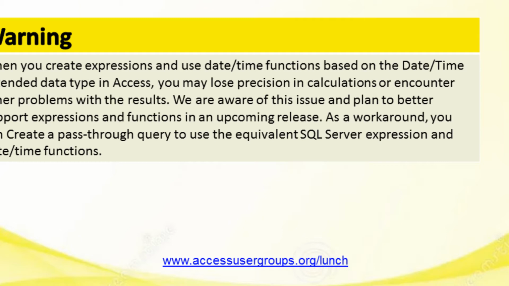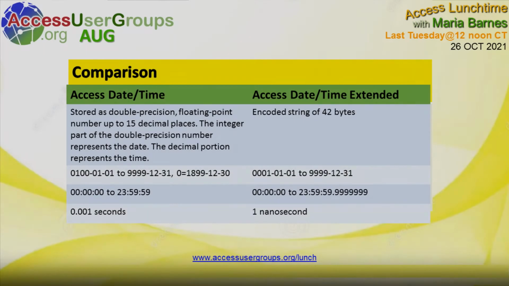And I am going to go into Access and kind of demo all these things, but I thought I would get through them first. So we had some basis for when we were talking about this. Right now I'm comparing the Access data types, date time, which has been around forever, and the new date time extended. The regular date time is actually just stored as a double precision floating point number that can have up to 15 decimal places. The integer part of it represents the date and the decimal part represents the time.